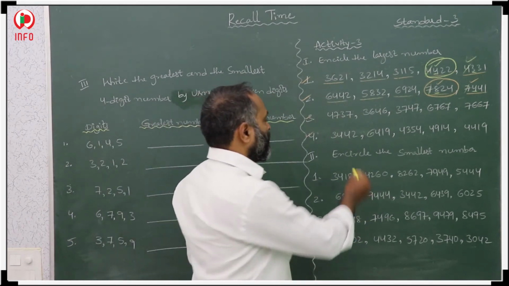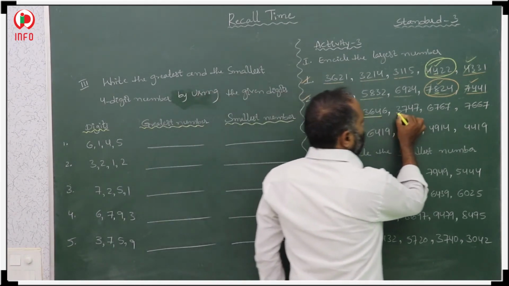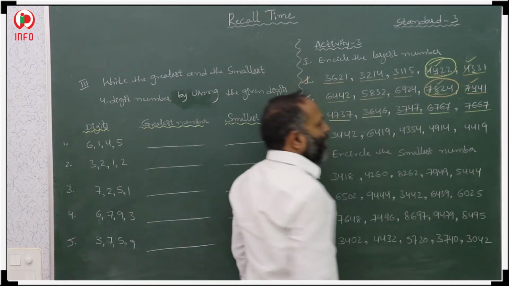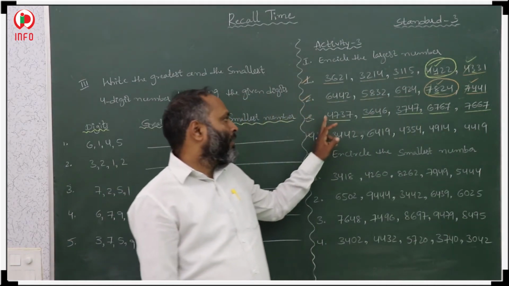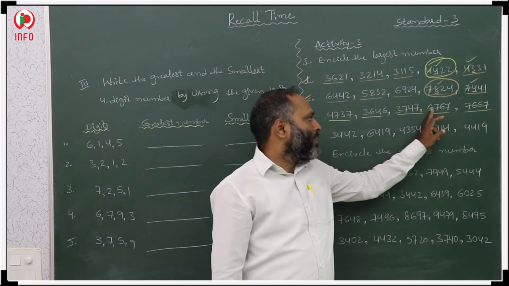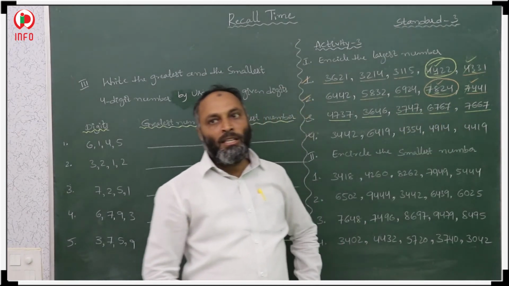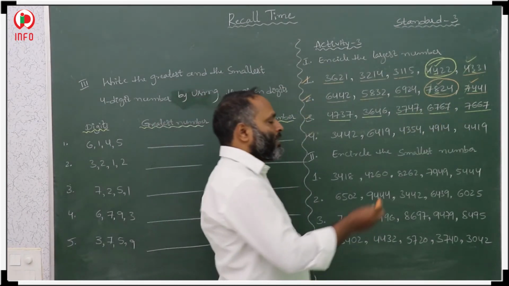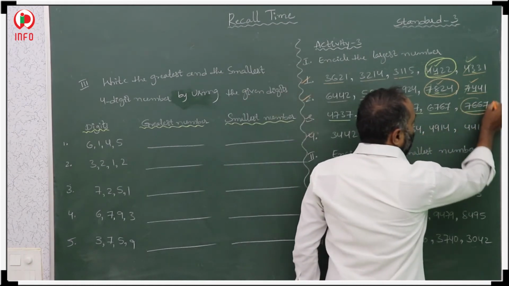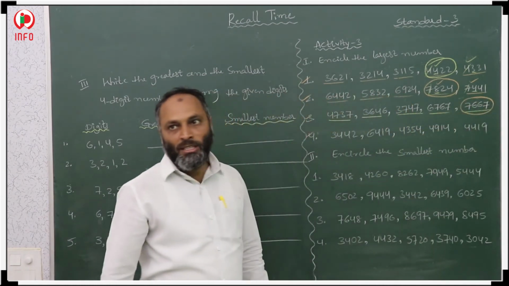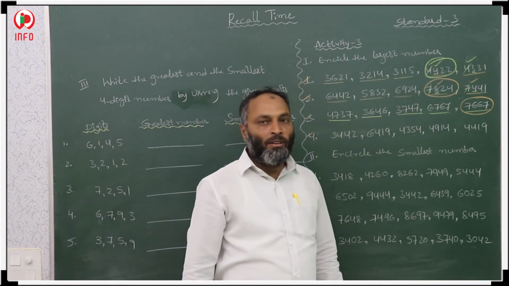And the next, 1, 2, 3, 4, 5. Then tally from left to right. 4, 3, 3, 6, 7. 7 is the largest number. Then directly you circle it. Only one such number is there, so directly you circle that one.